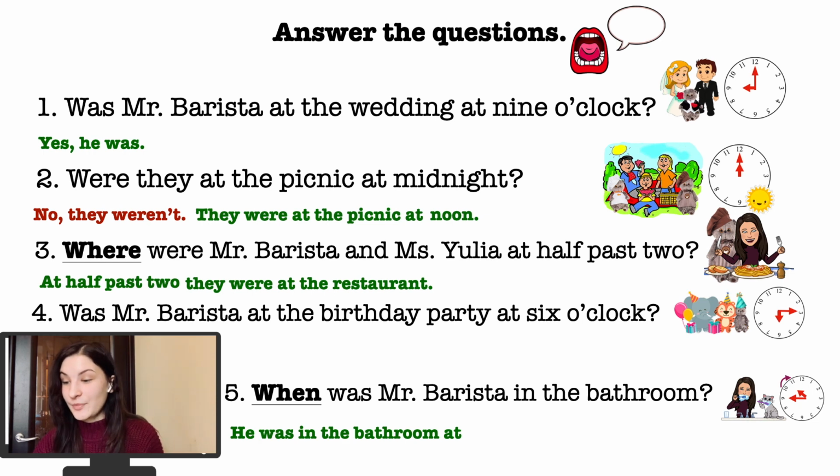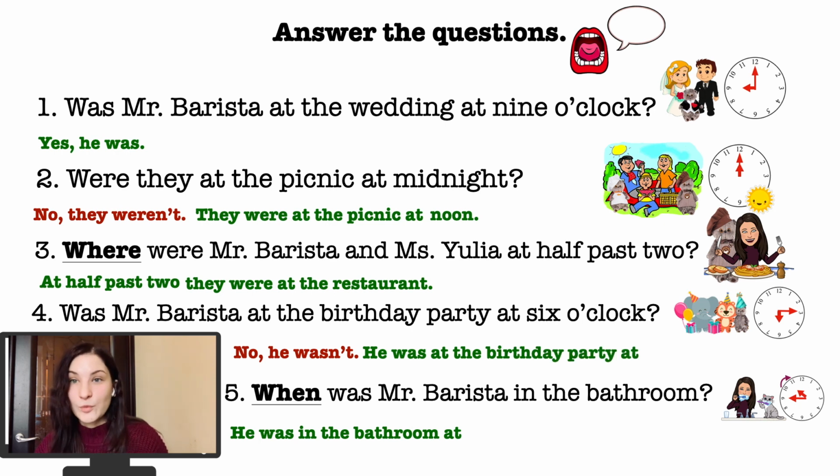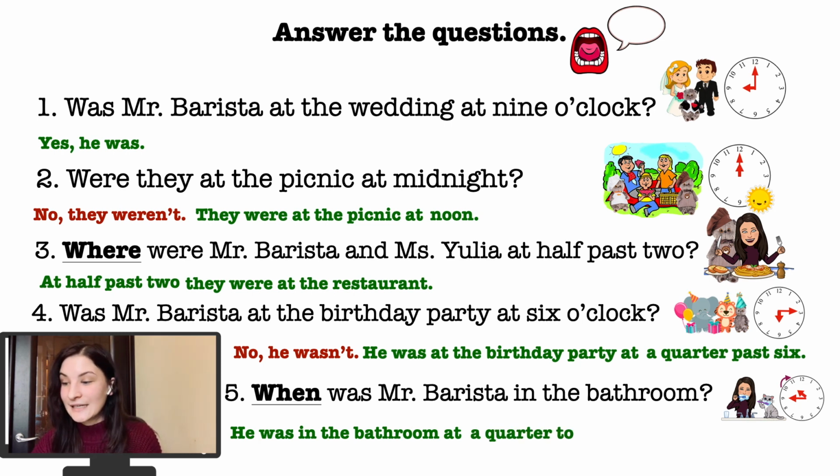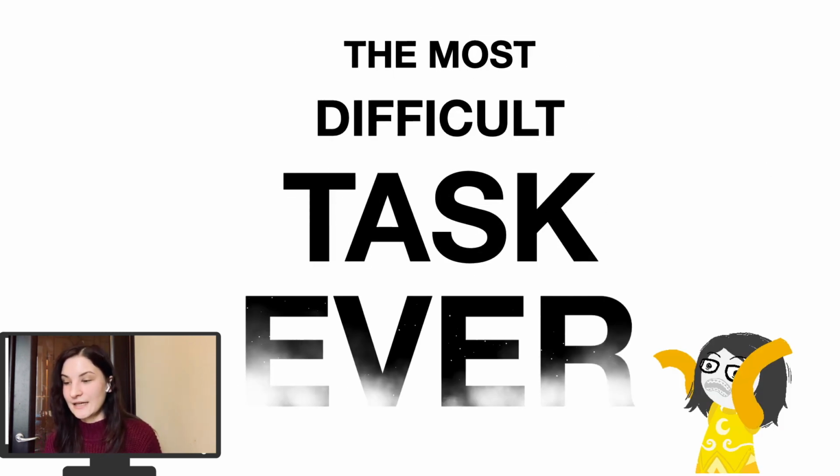Number 4. Was Mr. Barista at the birthday party at 6 o'clock? Look at the picture, look at the time. No, he wasn't. And again, it's very important to say the correct variant here. Where was he? He was at the birthday party at what time? At 6:15. And number 5. When was Mr. Barista in the bathroom? So he was in the bathroom at 11:15.